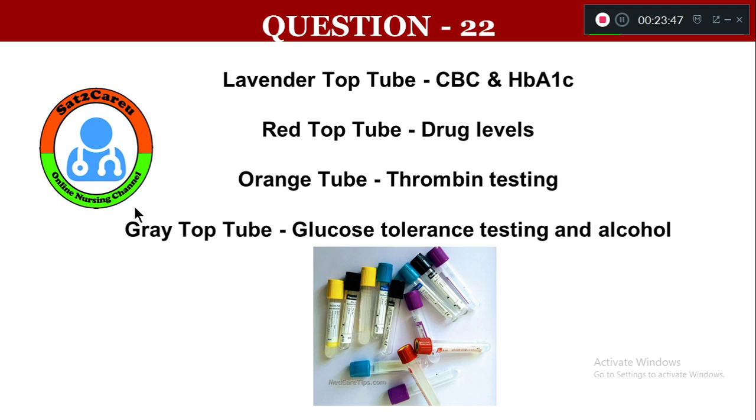Lavender top tube is used for two purposes. One is complete blood count and HbA1c. Red top tube for drug level. The orange tube is for thrombin testing, and grey top tube is for glucose tolerance testing and alcohol.